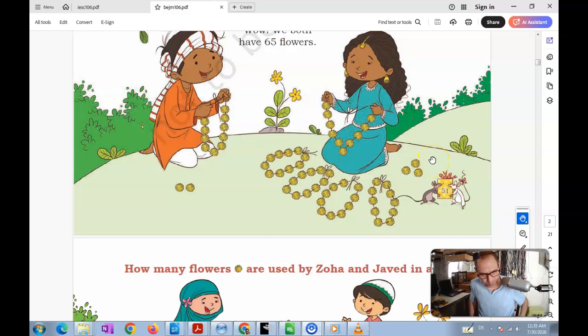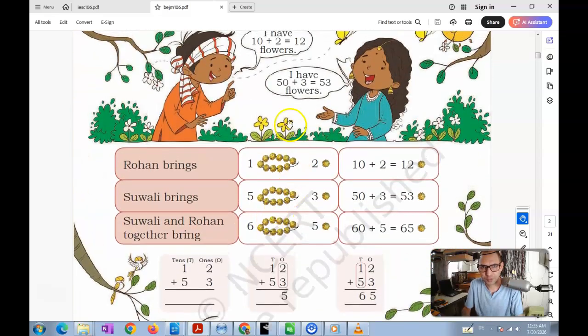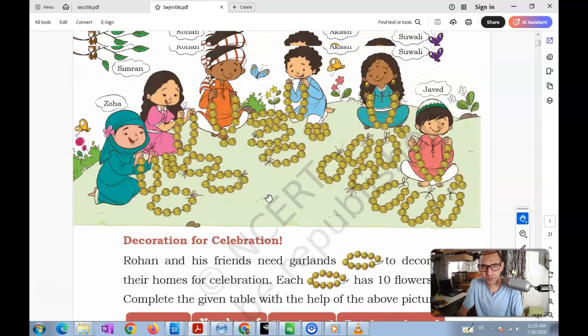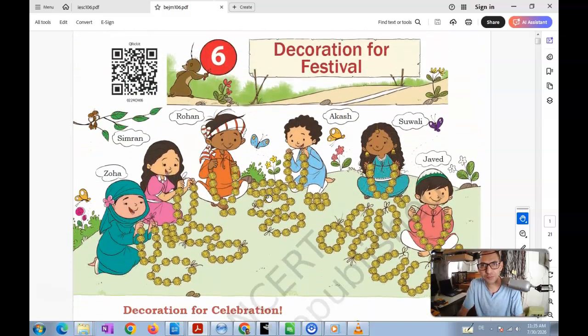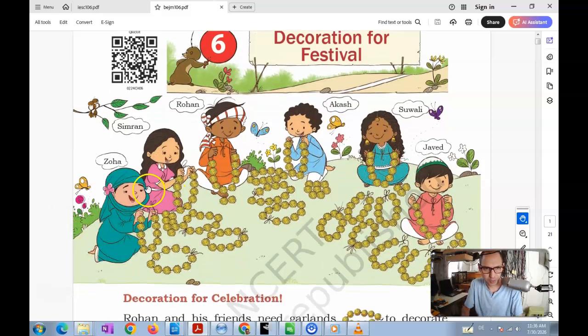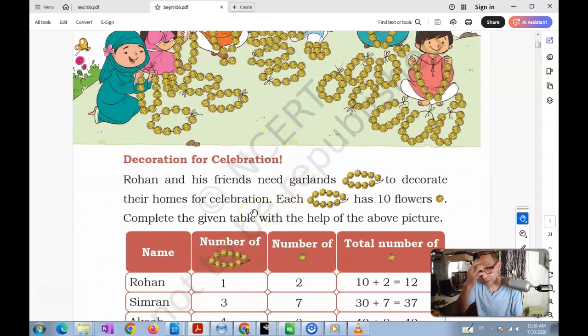Now we've made our way to class 2 chapter 6, and here we have a chapter which is pretty important. There is a whole bunch of material here and we need to essentially understand it. So here we have a bunch of people that have some flowers, and this is decoration for celebration.